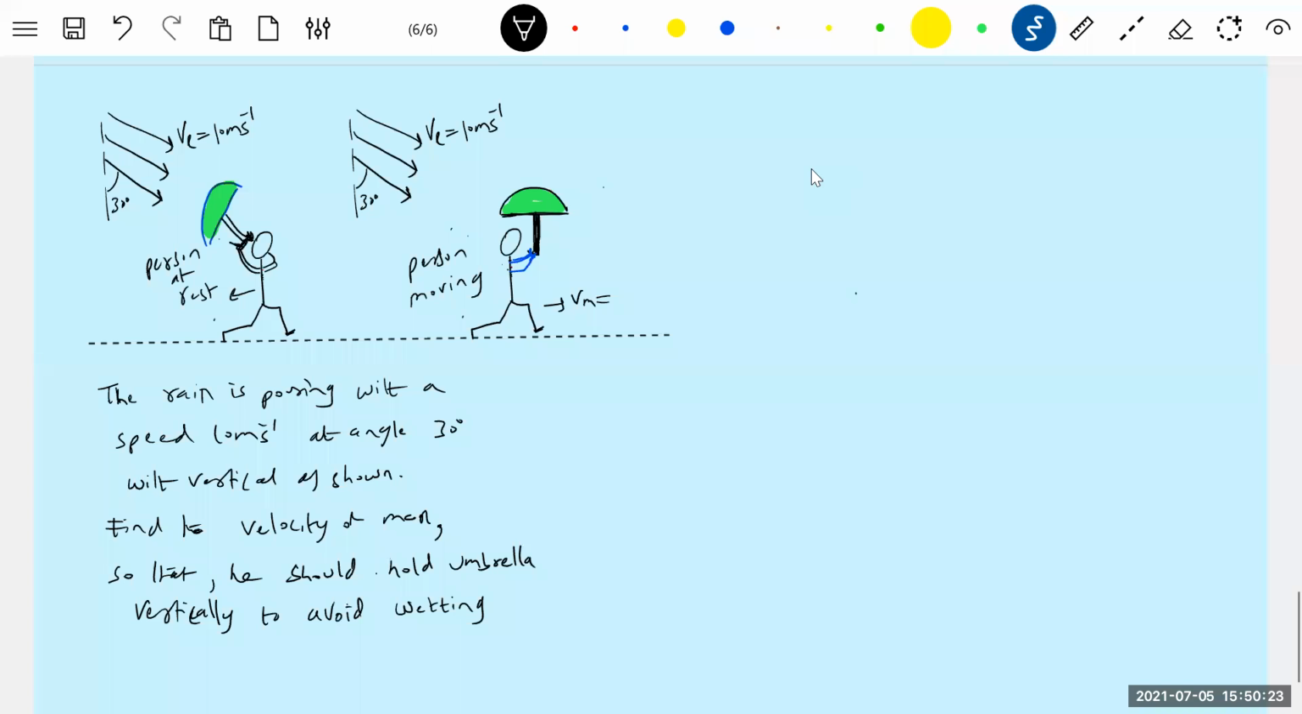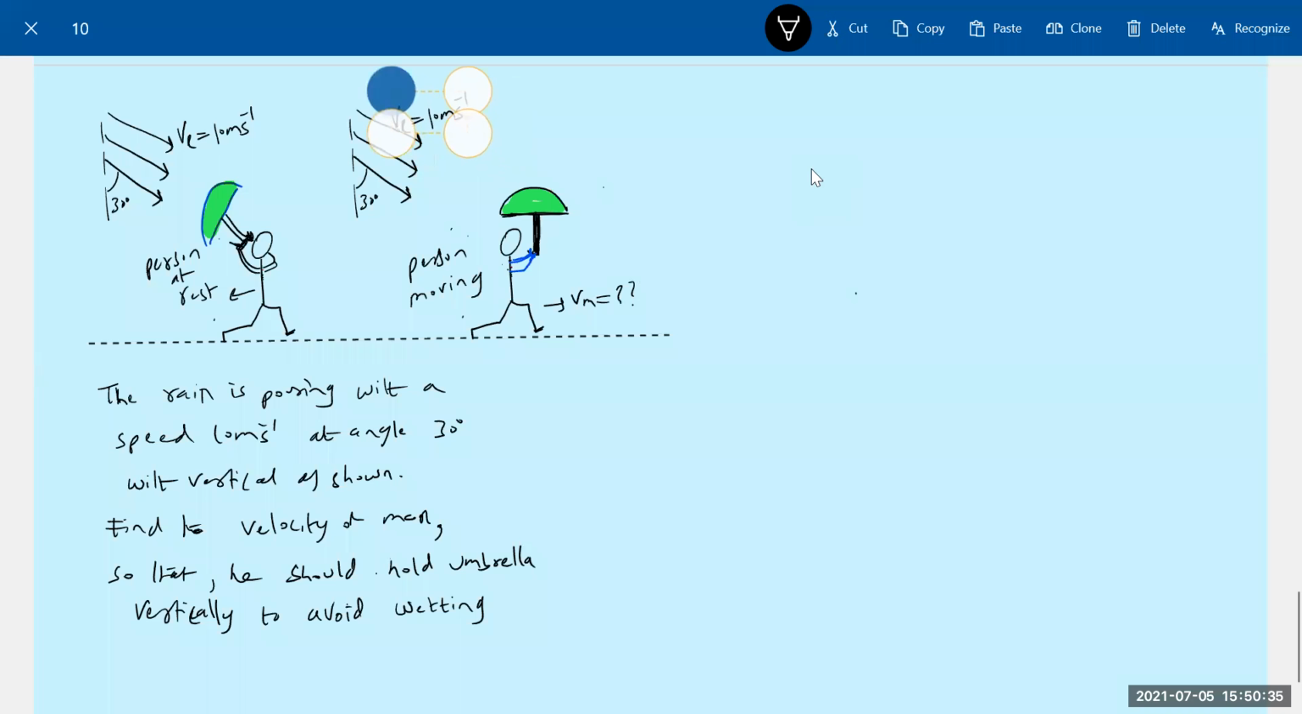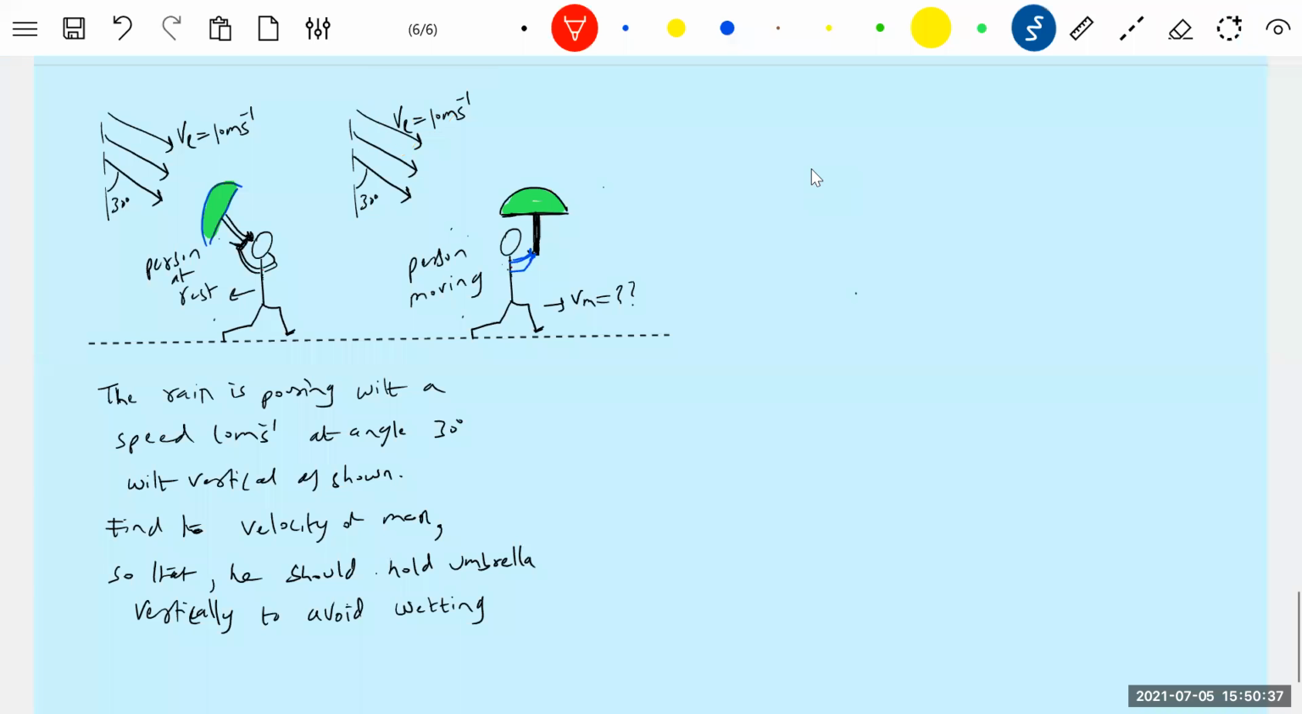Okay, now a condition is given for us. I should hold the umbrella. What do you mean by this? How should the raindrops come and strike? They should come and strike such that VRM bar should be vertical. I think this is the condition given. Earlier we were finding out VRM bar. Now the VRM bar direction is known for us. VRM bar should be vertical. We know the other side, VR bar. What is VR bar? Okay, let's get into calculation.